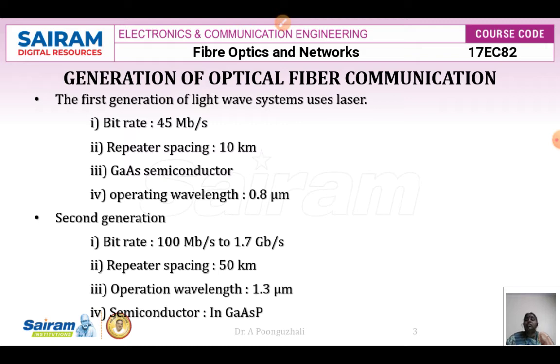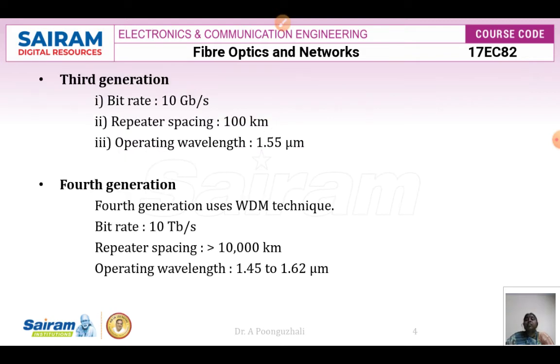Now the second generation of optical fiber communication. The bit rate was slightly increased, from 100 megabits per second to 1.7 gigabits per second. The repeater spacing was around 50 kilometers. The operating wavelength is 1.3 micrometers, and the semiconductor they use is indium gallium arsenide phosphide. Next is the third generation. In the third generation the bit rate is 10 gigabits per second, the repeater spacing is every 100 kilometers, and the operating wavelength is 1.55 micrometers.